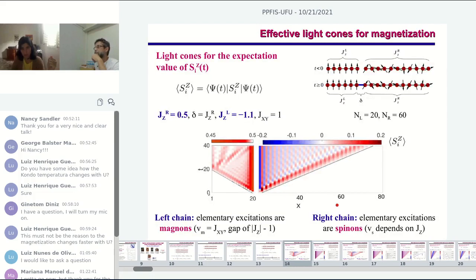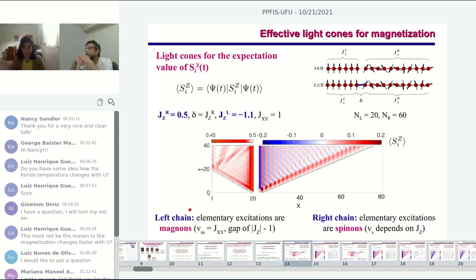Okay, so here are already some of our results. In color, we have the magnetization, the expectation value for Sz, in the left chain and in the right chain. If you look here, the magnetization at the left chain doesn't change much. This is because this is a gapped phase. It changes more in the right chain, as expected.